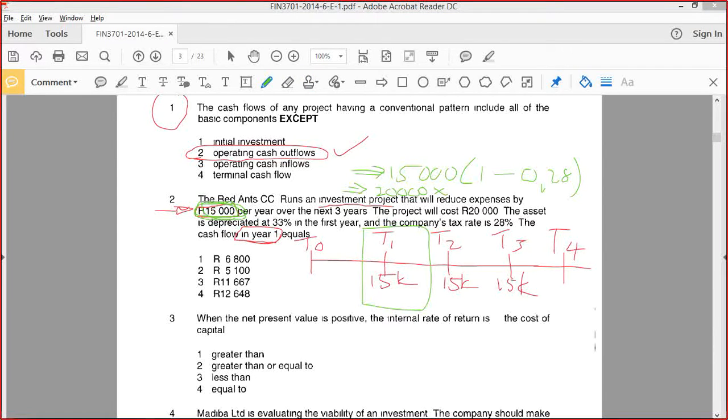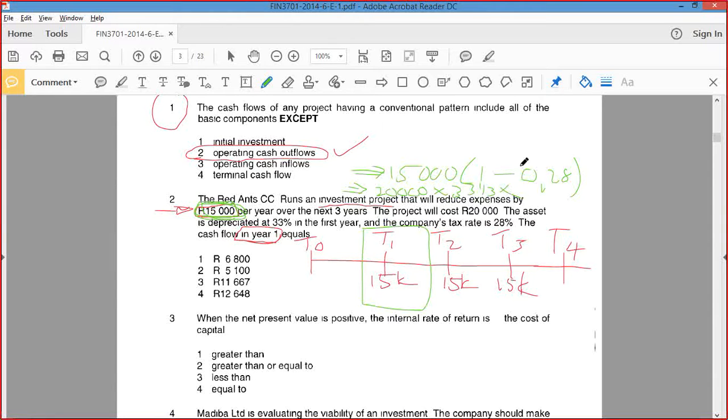Your 15,000 minus your tax. 15,000 minus the tax, and then you still need to take the depreciation into consideration. So the 20,000 times 33 and a third. Okay, but don't you take the depreciation off before the tax? Well, either or, you'll still get to the same answer.